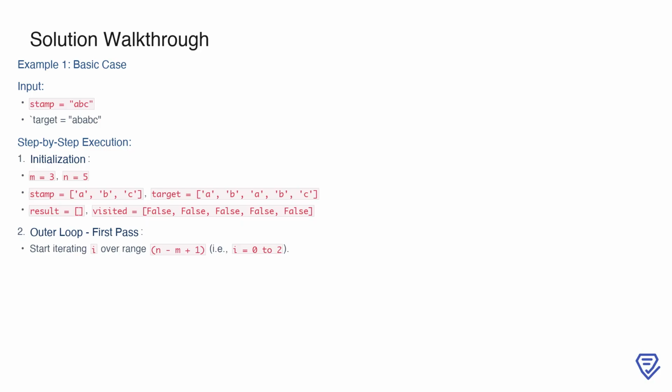Now, we start the main process by iterating over the range where stamping is possible, which is from index 0 to 2, since the stamp length is 3. This outer loop ensures we systematically check every possible position in the target where the stamp might fit.